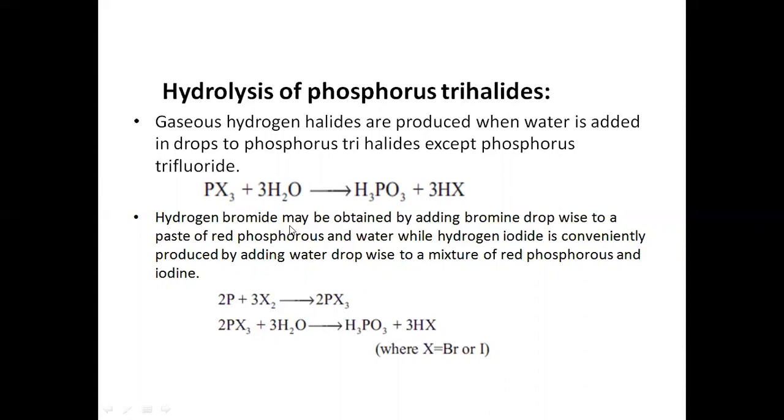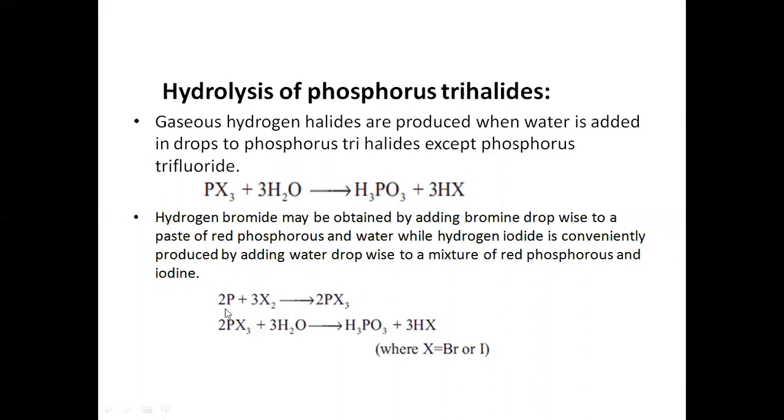Hydrogen bromide may be obtained by adding bromine dropwise to red phosphorus. If we need hydrogen bromide, we need to add bromine dropwise to the phosphorus first, so we get PX3. Then we mix it with water, and we get phosphoric acid and the hydrogen halide.